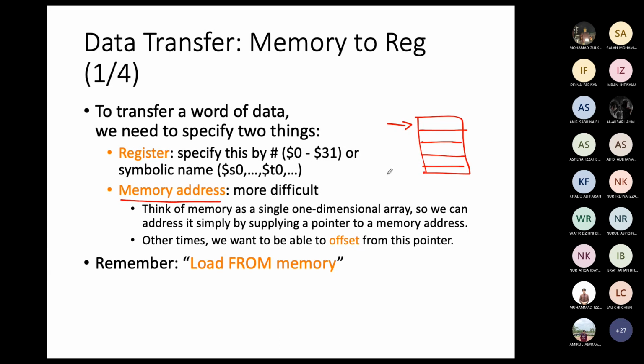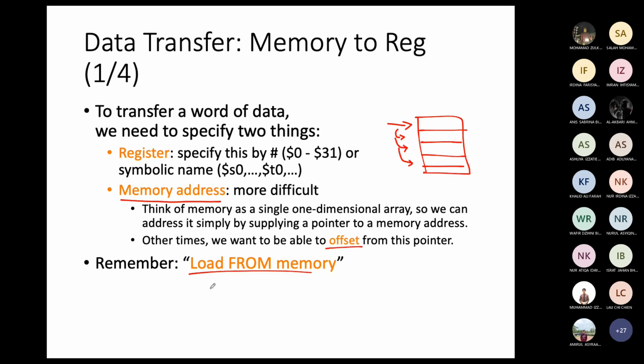And then the next time we want to refer to this memory, we can just use the offset. Maybe we need to jump to the next cell, jump to the next address. So we just refer to this pointer and then jump to the next offset. To jump to the next offset, we need the pointer first, the memory address. So remember, the command is load from.